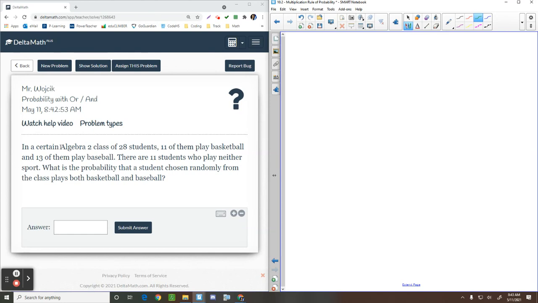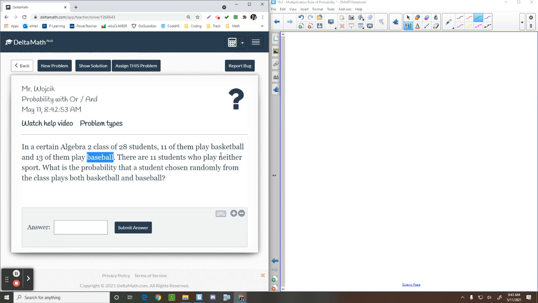So in a certain Algebra 2 class of 28 students, is this us? Oh my gosh, is that our class? I didn't write these. This is Delta Math. 11 students play basketball and 13 play baseball. Now there are 11 students who don't play either sport. But mind you, could some students play both basketball and baseball? Could there be some overlap here? Yeah, so these aren't mutually exclusive, right? There could be some kids who do both of those. And there are some who don't do either of them.